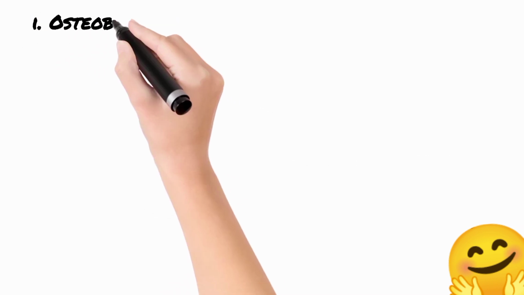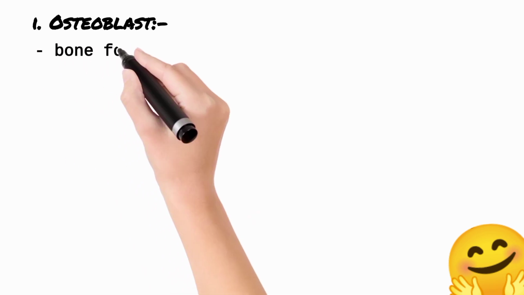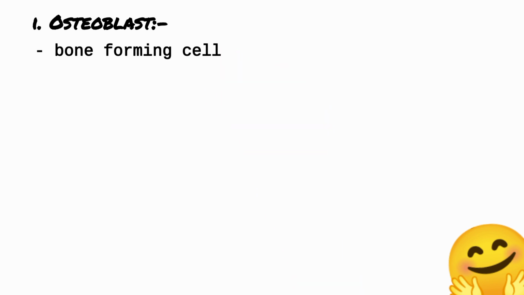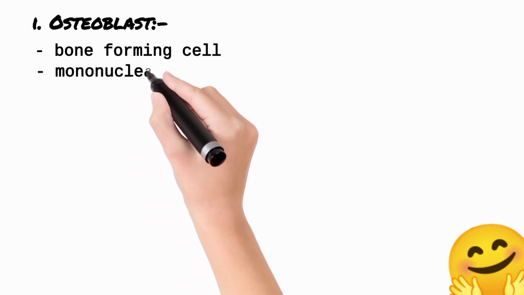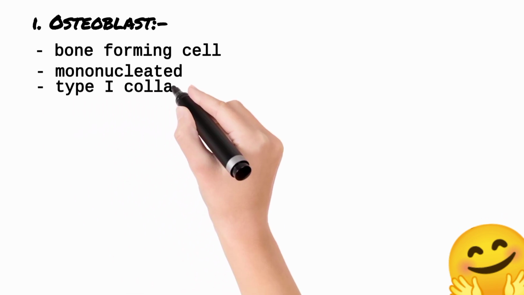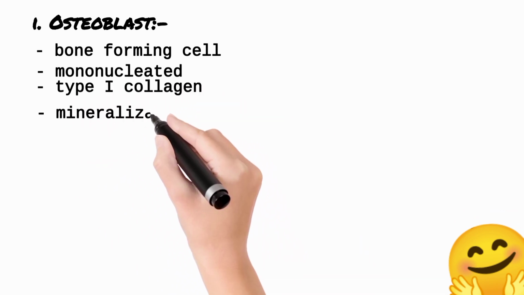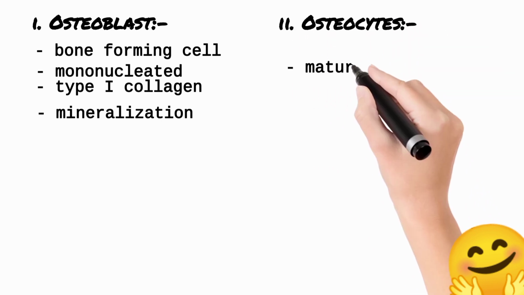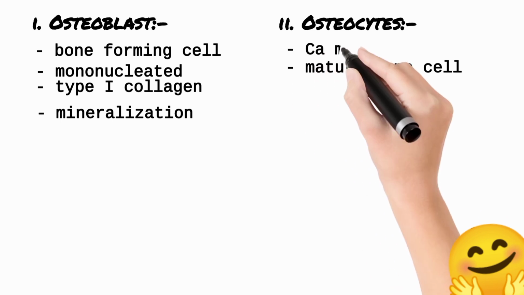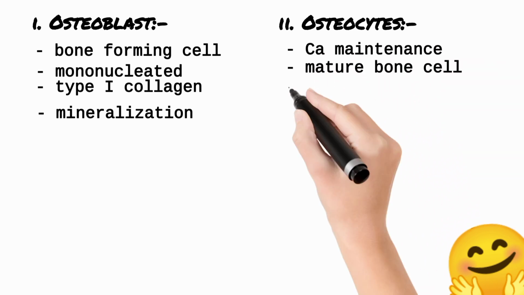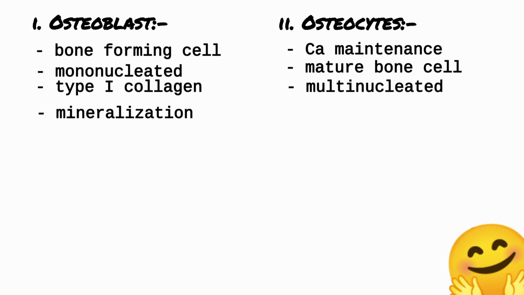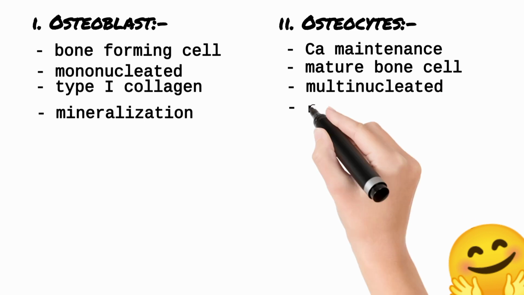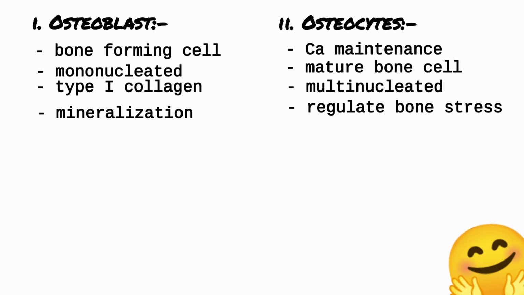Types of bone cell. Osteoblast. Osteoblast is the bone forming cell. It is mononucleated, made up of type 1 collagen, and involved in mineralization. Osteocytes. It is also called the mature bone cell, involved in calcium maintenance. It is multinucleated and involved in regulation of bone stress.